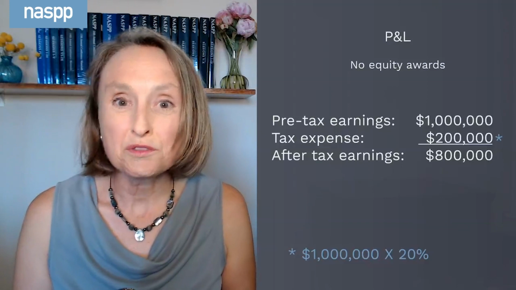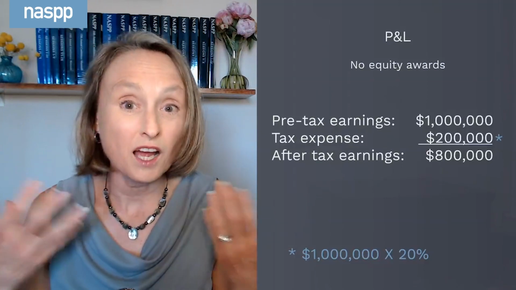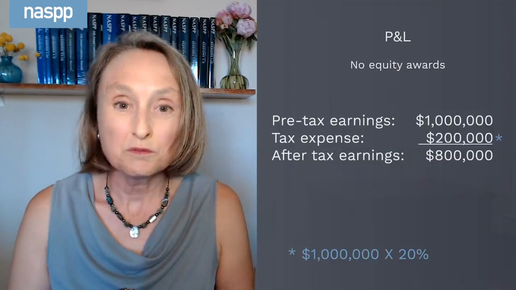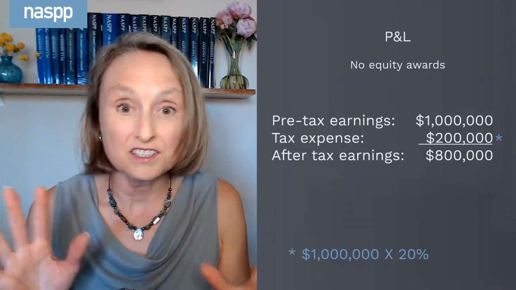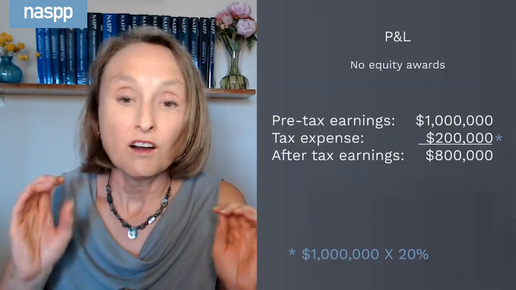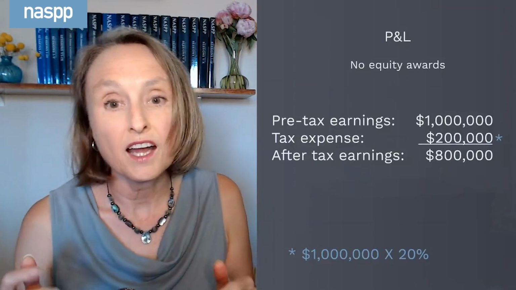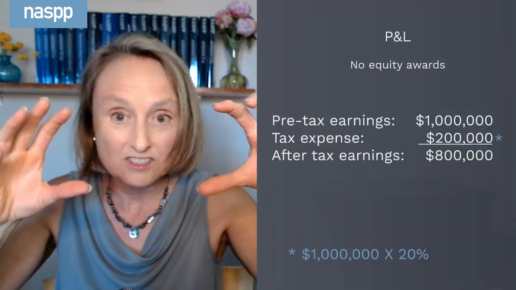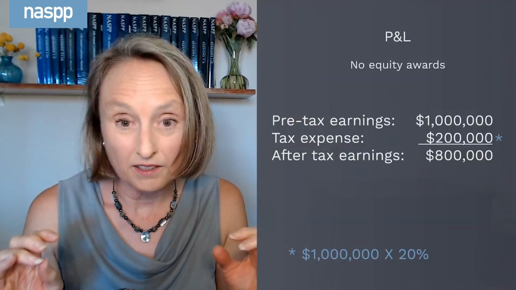What I'm going to do is go through an example to illustrate how we account for those two differences in our P&L. We're going to start with a sample P&L that doesn't include any equity awards in it. Also in my sample P&L, I've skipped past the revenue and the expenses section, and we're just going to look at the bottom line numbers.